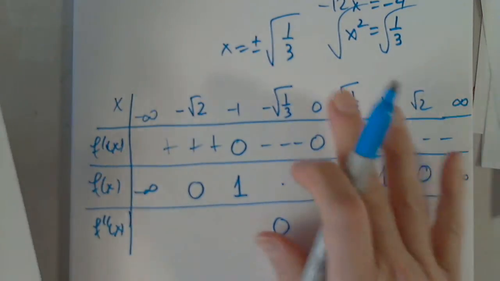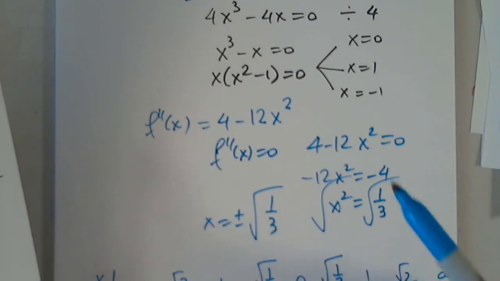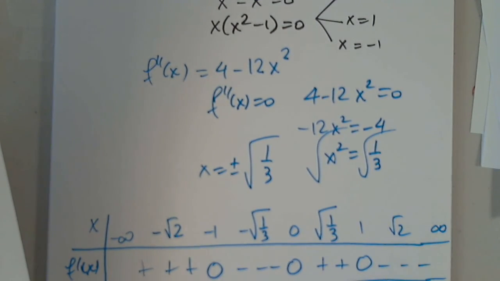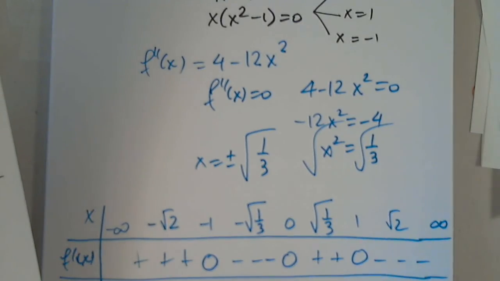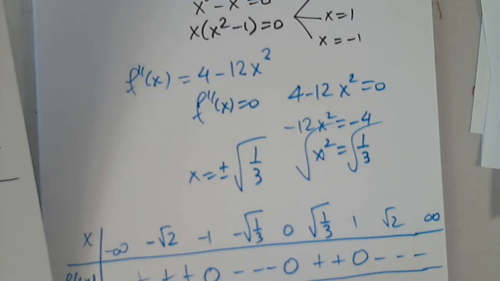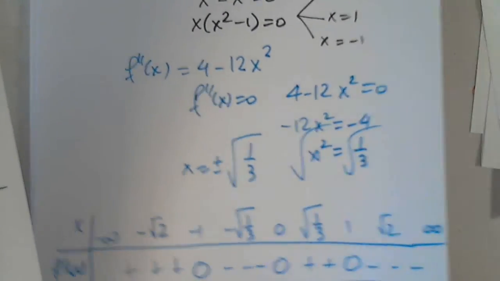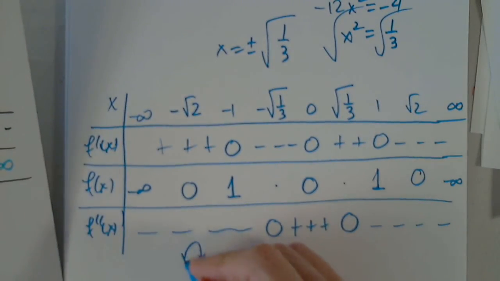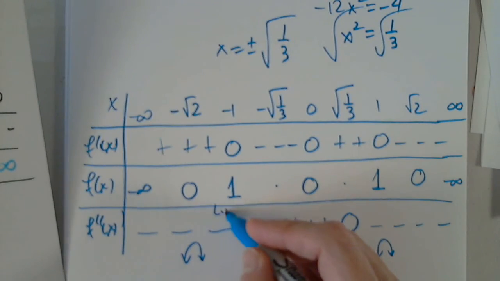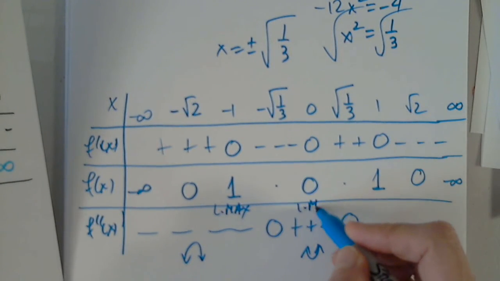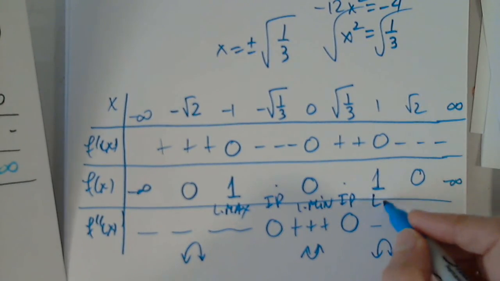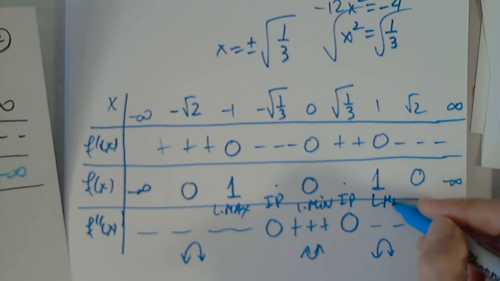And I can study the sign of the second derivative very easily. At 0 is positive, and outside should be negative. So if I put in 10, this is going to be negative. If I put in negative 10, this is going to be negative. Okay, so it opens downward, opens upward, opens downward. This is a local max. This is a local min. This will be an IP. This will be an IP. And this will be a local max.